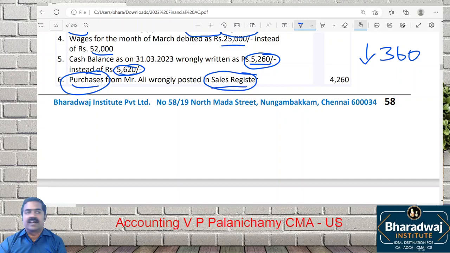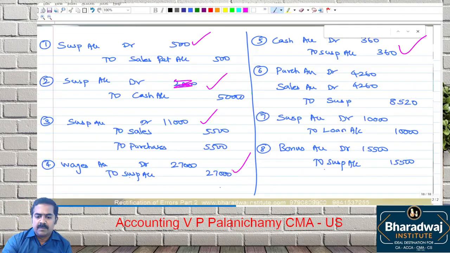For that you have to debit. What is the entry you will pass? Purchase account debtor, sales account debtor to suspense account. Purchase account debtor, sales account debtor to Ali account podadinga because there is no mistake in Ali account. It's a mistake of posting in which account? Purchases and sales register. Next one solirka.